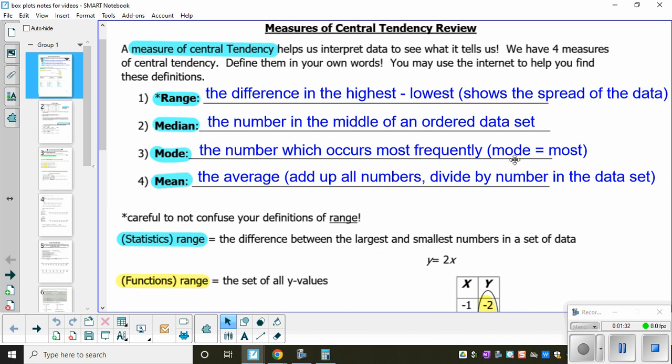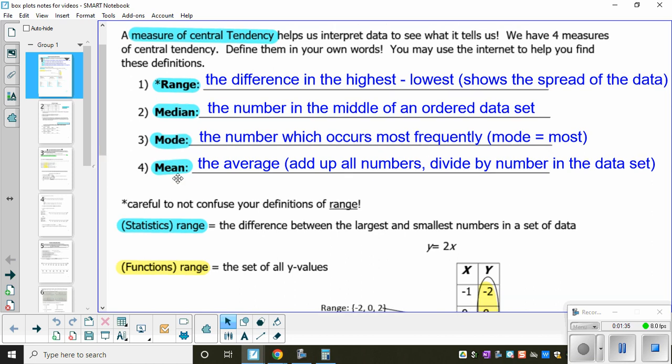So most people just remember mode as most. And the mean is the average. And to find the average, you simply add up all the numbers and then just divide by however many you see there in the data set.